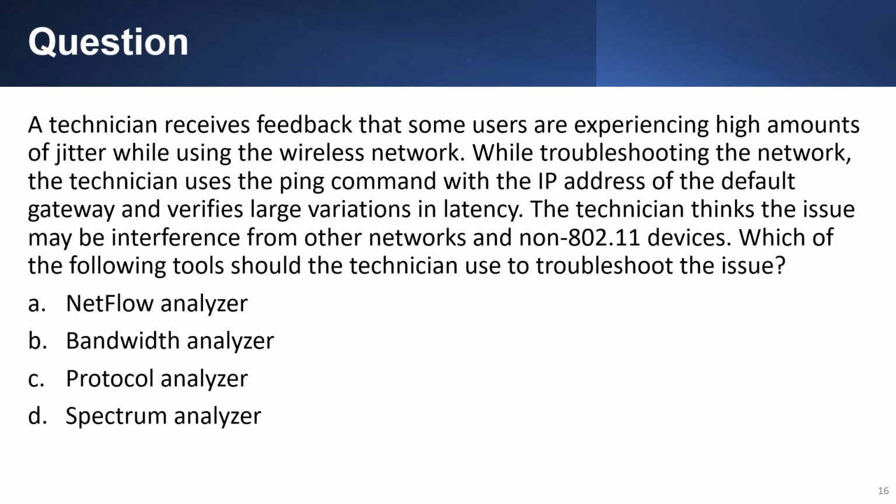Question: A technician receives feedback that some users are experiencing high amounts of jitter while using the wireless network. While troubleshooting the network, the technician uses the ping command with the IP address of the default gateway and verifies large variations in latency. The technician thinks the issue may be interference from other networks and non-802.11 devices. Which of the following tools should the technician use to troubleshoot the issue? Answer: Spectrum Analyzer.